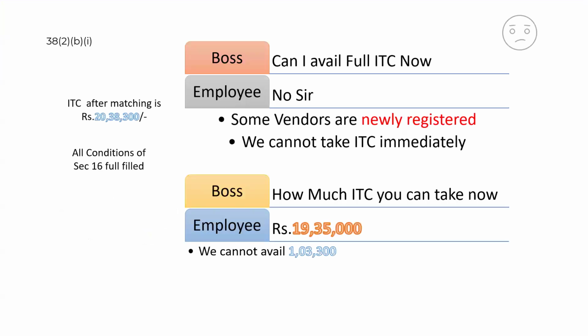So one more checklist item has to be added. We have to see which vendors are newly registered. If they are newly registered and within the prescribed period, which should be prescribed by the government, then once the rules are formed towards this, we will not be able to avail the ITC to that extent.